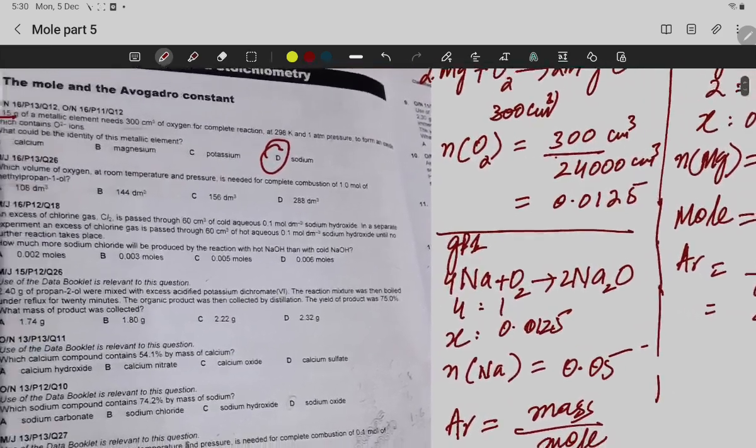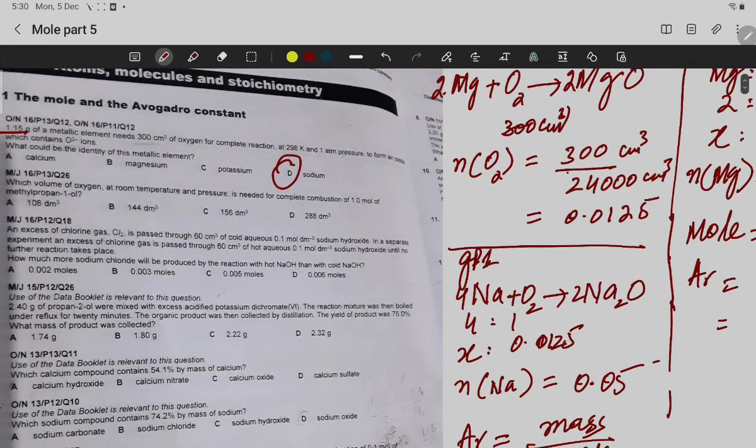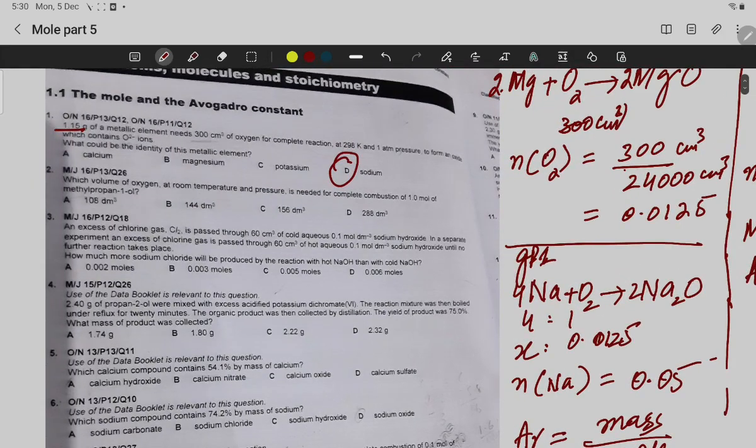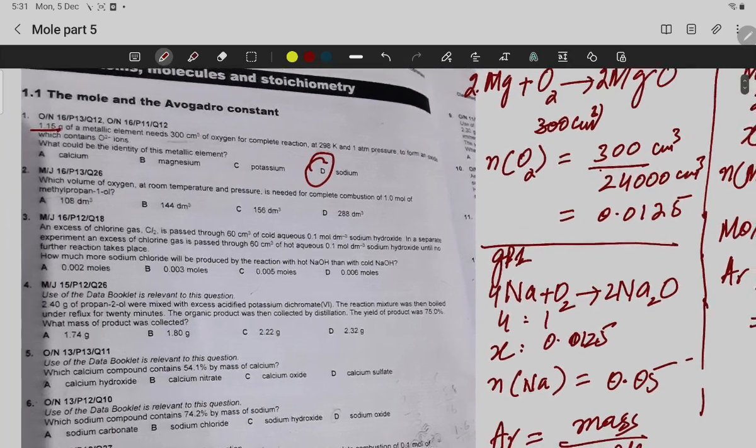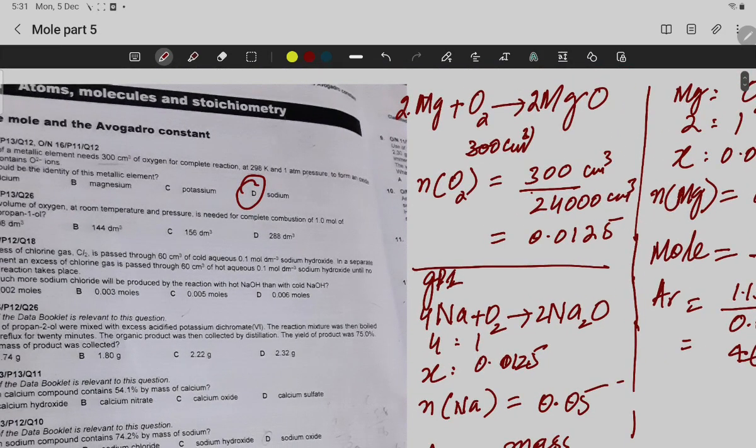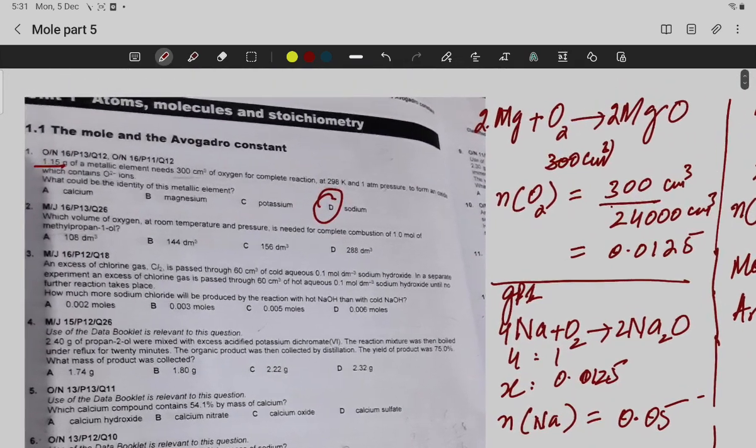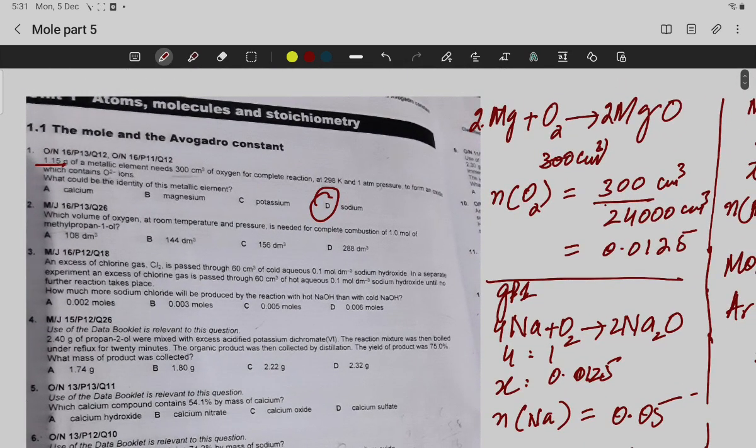So this question you can solve like this. Calculate the mole of oxygen, then identify the AR of the element by using mass over mole. Out of 4 options, 2 are from group 2 and 2 from group 1. You can check first group 2 and then group 1, or any element you can check. So in this way we can identify the element containing O2- ions.